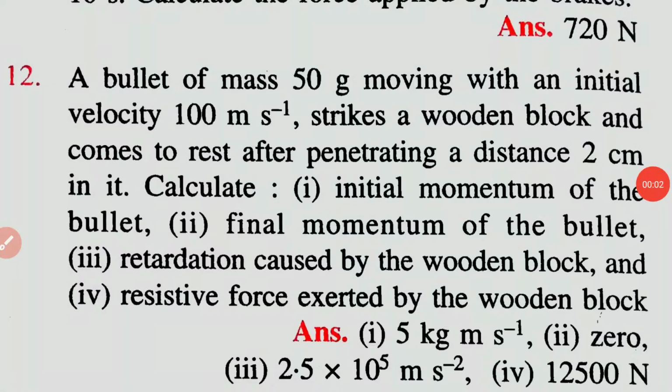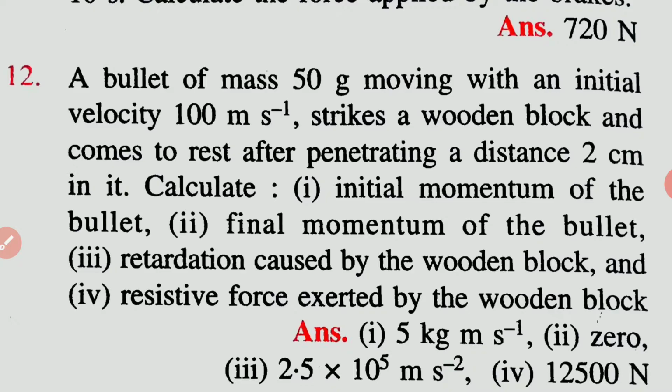Coming to question number 12. A bullet of mass 50 gram moving with an initial velocity of 100 meter per second strikes a wooden block and comes to rest after penetrating a distance of 2 centimeter in it.